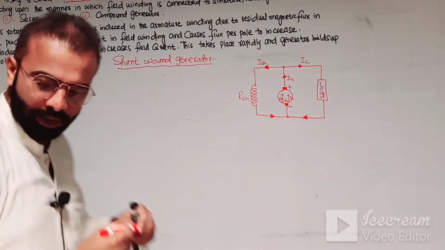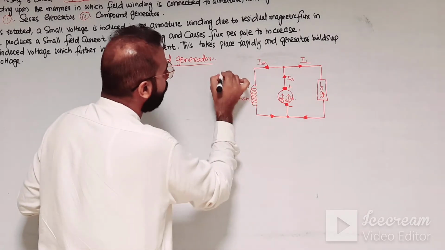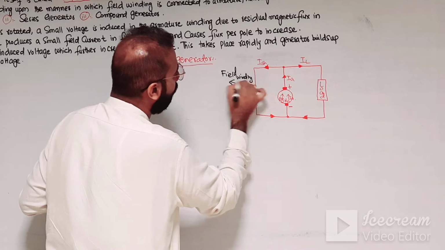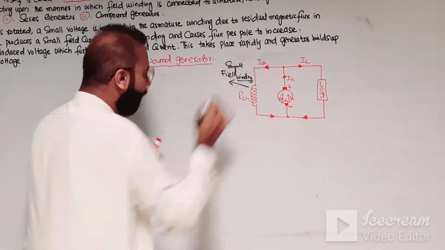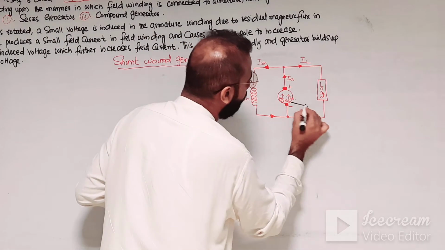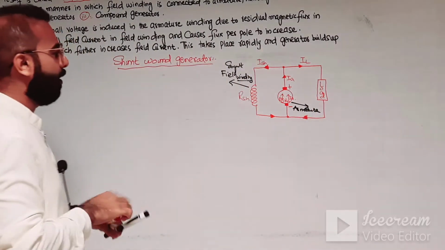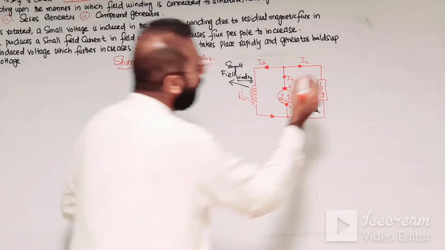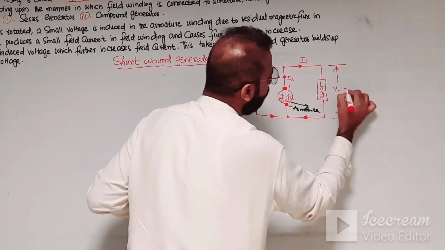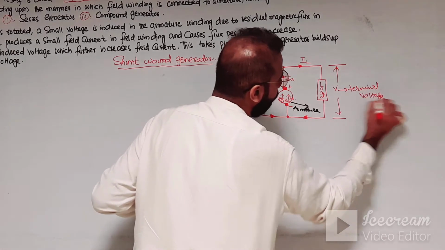This is the field winding, which is normally called the shunt field winding, and this is the armature winding, and at the load side we are getting the terminal voltage.